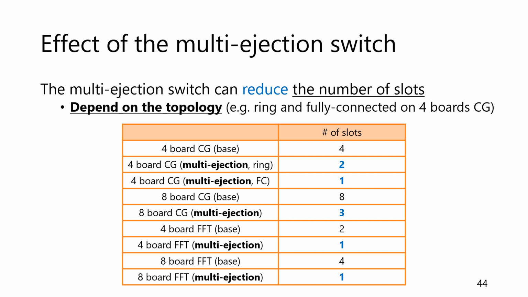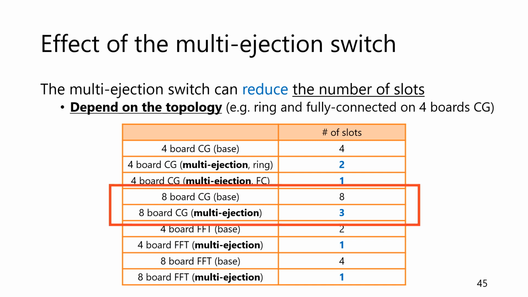Next, we are going to look at the performance of the multi-ejection switch. This table shows the number of slots which is required for applications. The multi-ejection switch can reduce the number of slots. For example, 8 boards CG method with base switches needs 8 slots. However, by using multi-ejection switches, we can reduce the number of slots to 3.